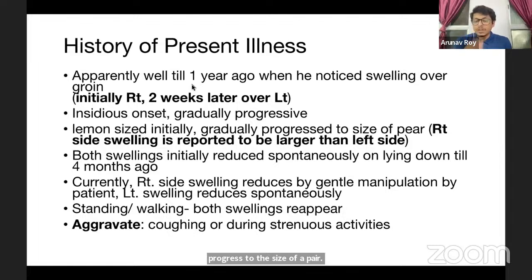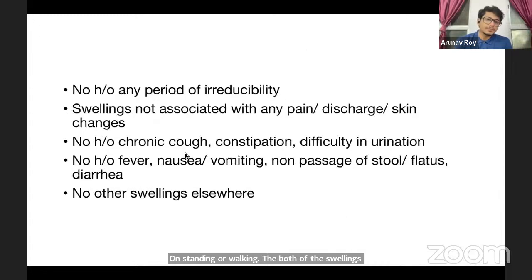Both swellings would initially reduce spontaneously on lying down till 4 months ago. Currently, the right-sided swelling reduces by gentle manipulation, whereas the left-sided swelling reduces spontaneously on lying down. On standing or walking, both of the swellings reappear, and they increase in size on coughing or during strenuous activities. There is no history of any period of irreducibility associated with the swellings.